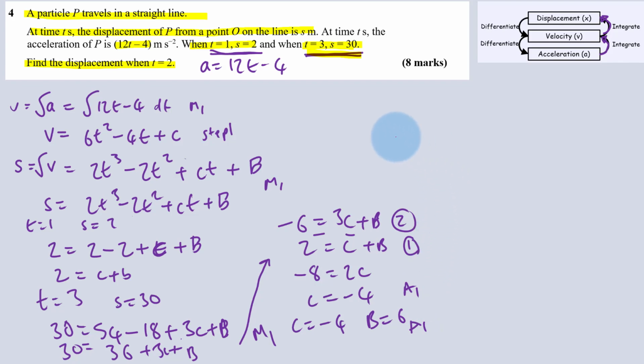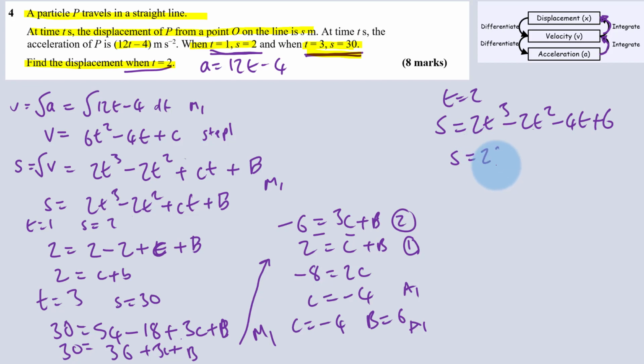So now we have, let's rewrite this as s equals 2t cubed minus 2t squared minus 4t plus 6. Find the displacement when t equals 2. So see that key information. So t equals 2, substitute that in, and you need to show this to get your marks. Just don't have to put it in your calculator. So if they see you doing this, it doesn't take much writing. Earn your method marks.